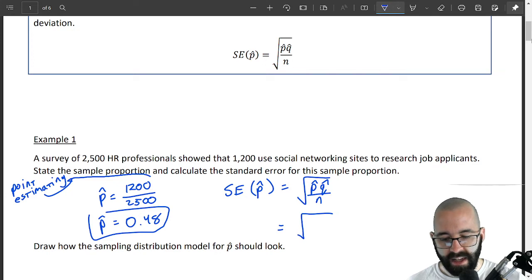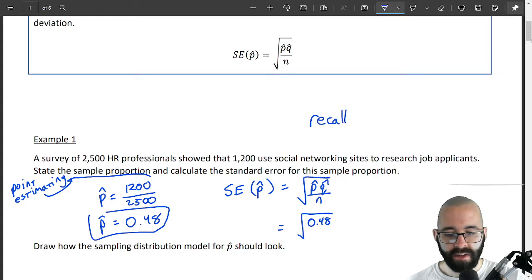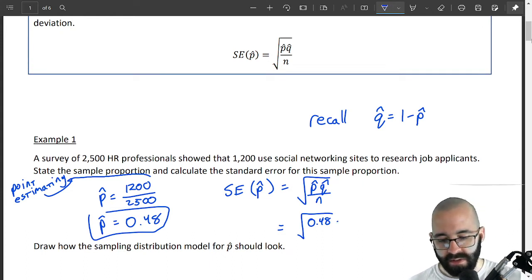Well, what's P hat? We just said it was 48%. Q hat, remember that Q in general is 1 minus P. It's the same for Q hat. That's going to be 52%, divided by our sample size, 2,500. Let's type that into a calculator.